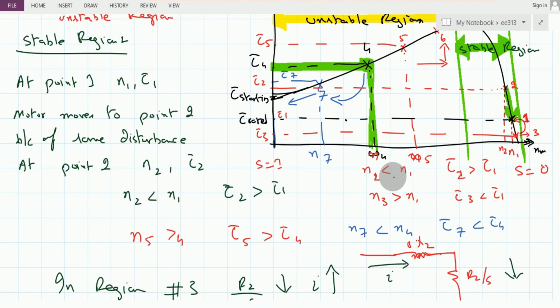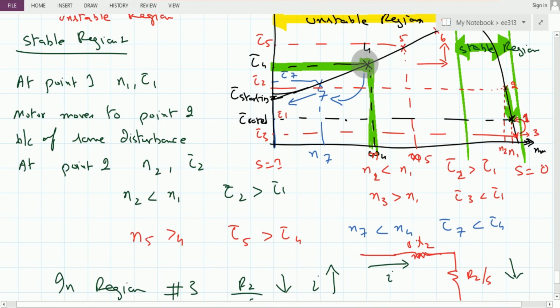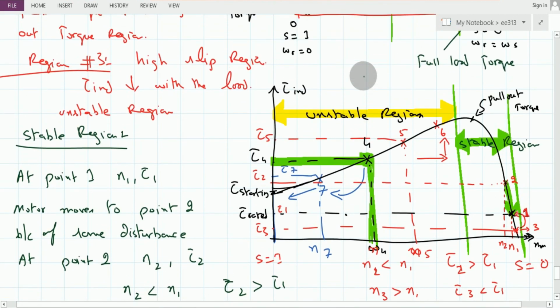So we can have a motor operating at this particular unstable region for a brief moment of time, but because the rotor circuit will continuously draw a high amount of current, it is not possible to operate the machine in this unstable region for an elongated or prolonged period. So that's all for the torque speed characteristics of the machine here.